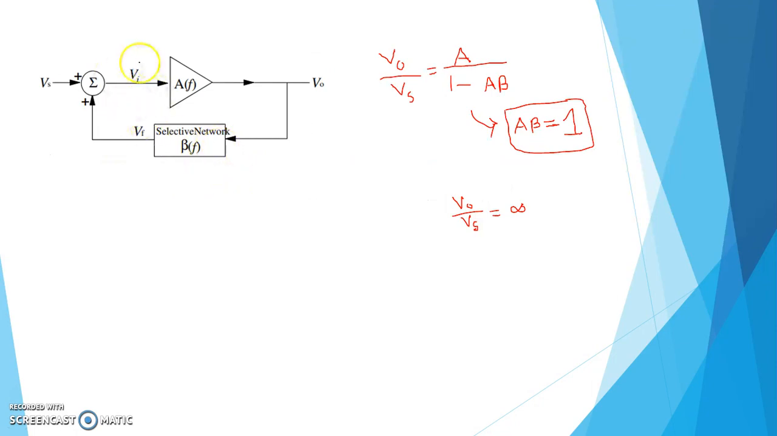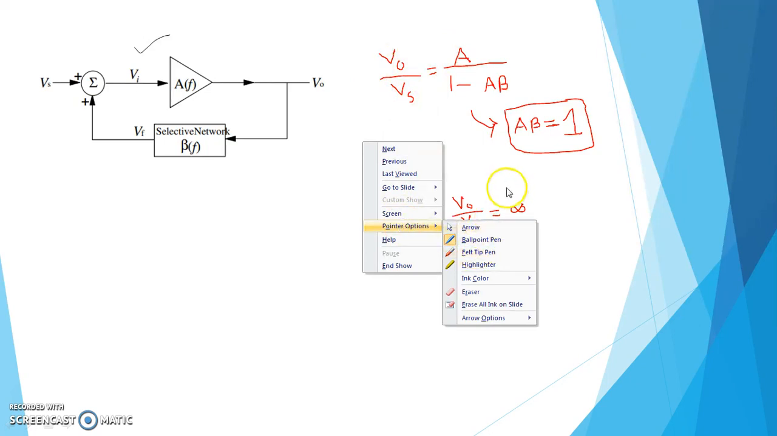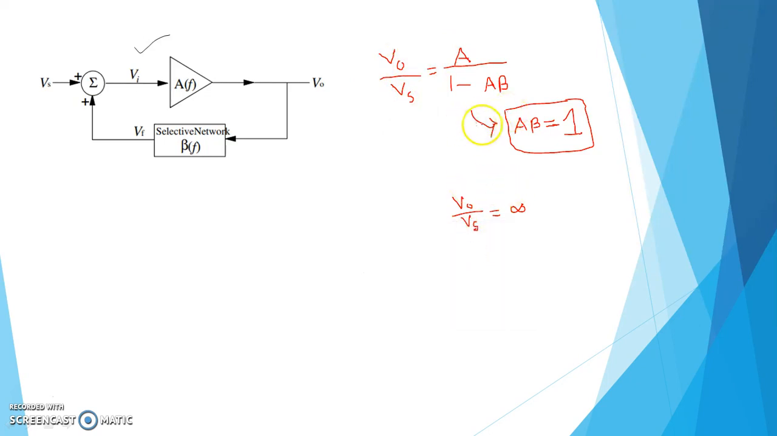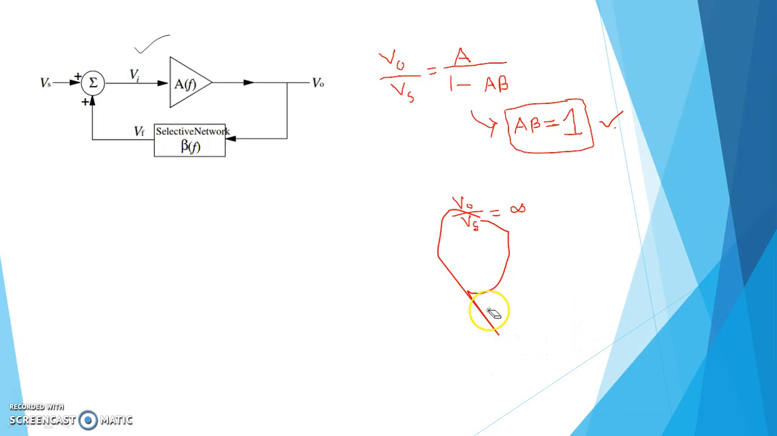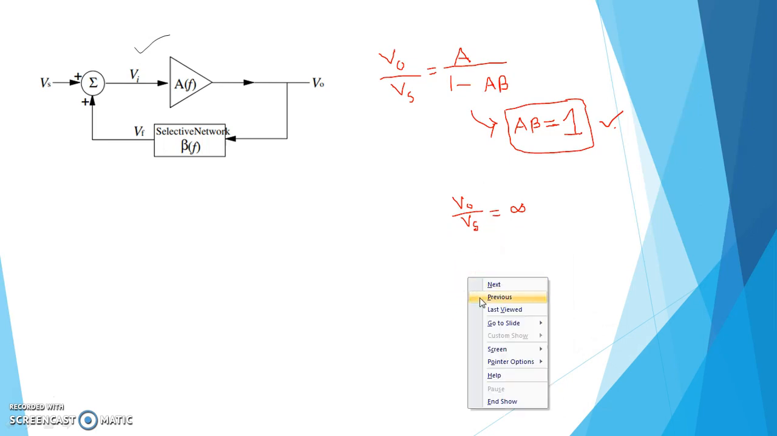See, this is the basic diagram of positive feedback. As you know, the basic concept is V output by Vs, that is the overall loop gain, is equal to A by 1 minus A beta, and if somehow we can manage to make A beta equal to 1, then in that case V output by Vs is obviously equal to infinity, and that means Vs equal to 0. That means without applying any input we can get the output waveform. Okay, now see what I told, that basically here in the input we apply one noise.